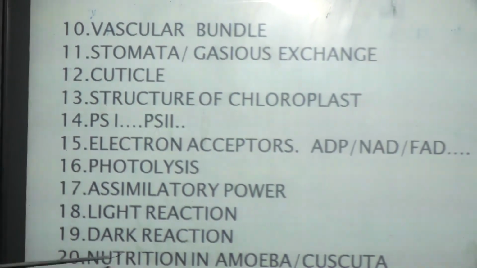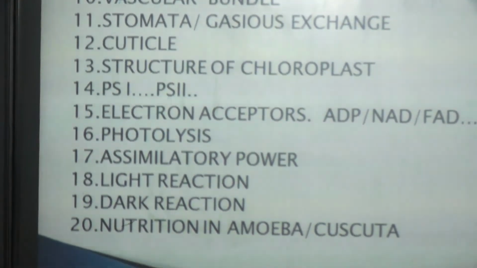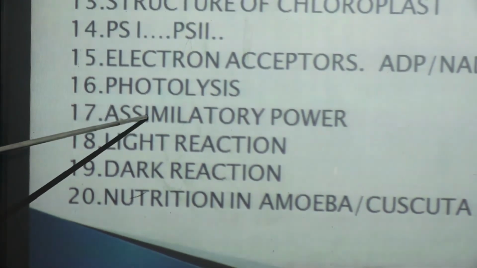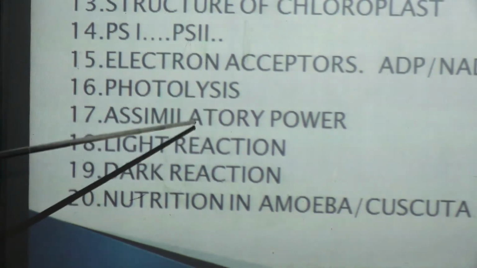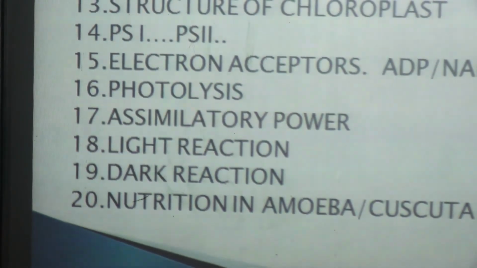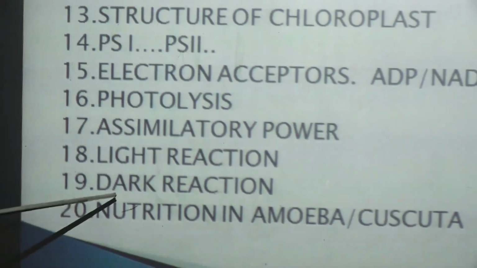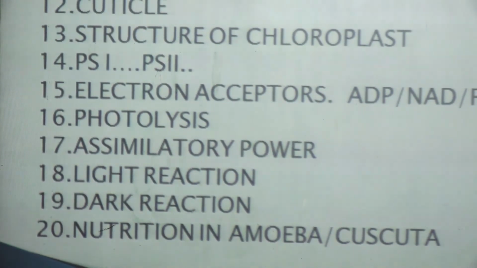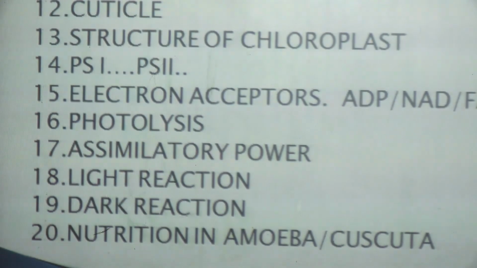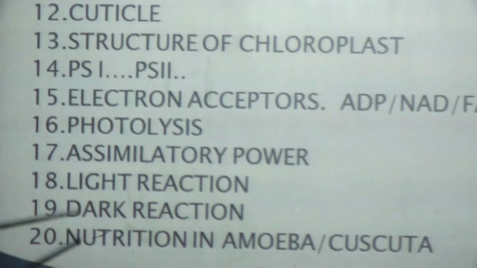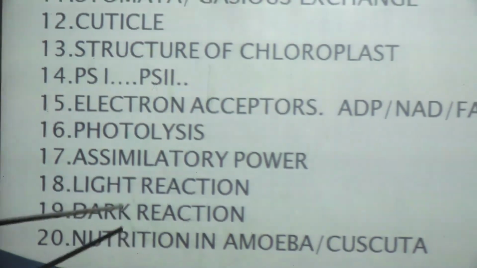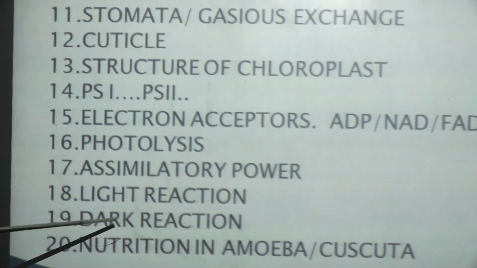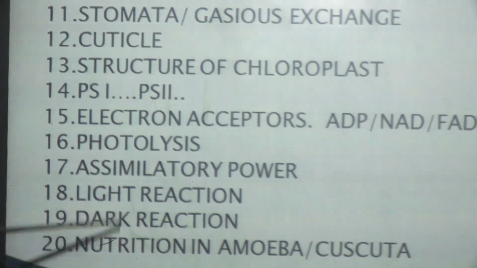Then let me move to photolysis. It is a process by which the water molecule splits into hydrogen and oxygen. Then assimilatory power. 2 ATP and 2 NADH together are called assimilatory power. This is very important in the dark reaction. Then the important thing is the light reaction. In the textbook only 3 very small paragraphs are given. If you want to understand the light reaction better, you have to study a little bit more. I will explain later. And the dark reaction, these two things are very important.